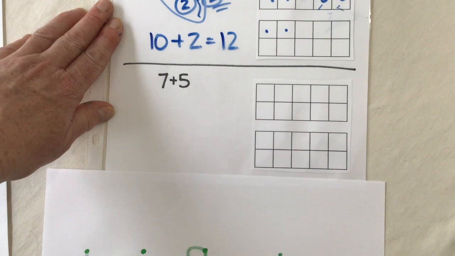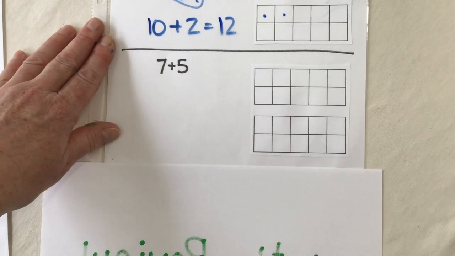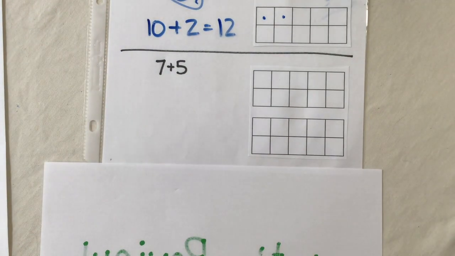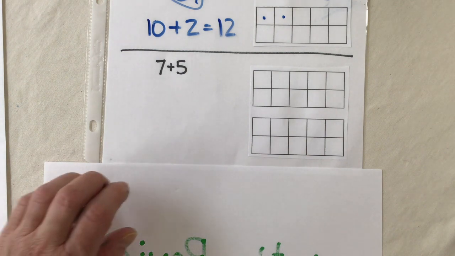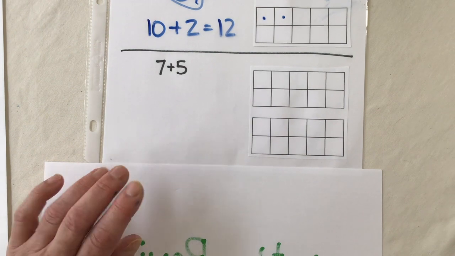One last time. Do you have some scratch paper nearby? Do you have a blank whiteboard that you can give this a try? Let's do it. 7 plus 5. We're going to make a 10.